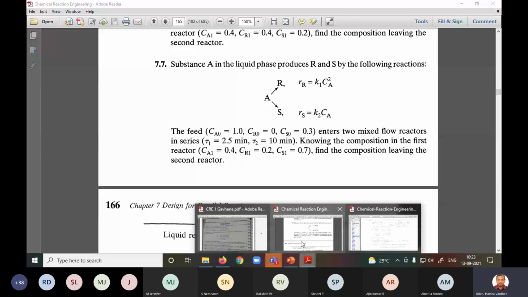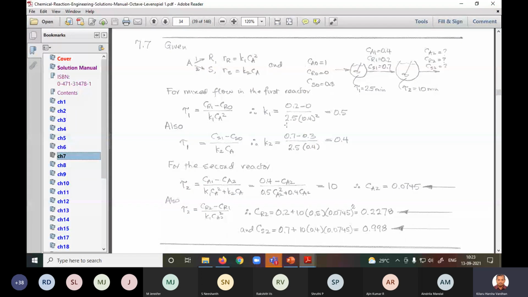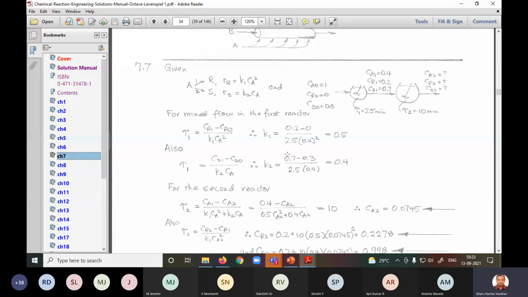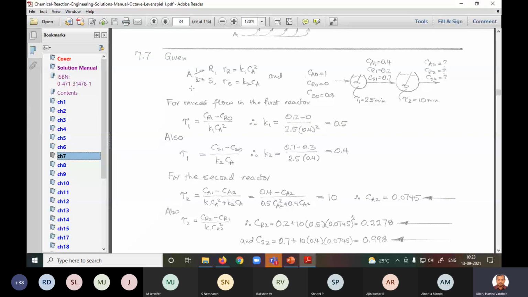I'll show you this problem here. This is the solution book which I circulated to Yamini. I think you can circulate it to the other students. This is 7.7. A is giving R and A is giving S. RR is K1Ca square, RS is K2Ca, and two mixed reactors are there. He gives you the initial compositions of A, R, and S, and the compositions after the first reactor. What is the conversion? What is the concentration at the end? Tau 1 is given, tau 2 is given.